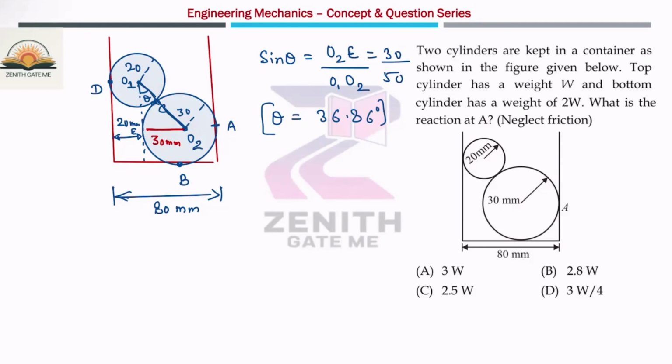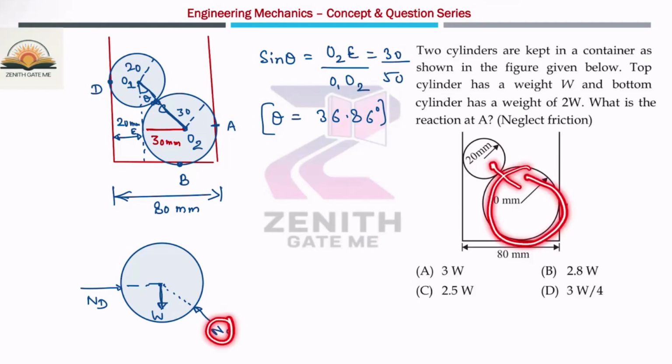Now, if you draw the free body diagram of this top cylinder, what are the forces acting? One force is the normal reaction at D point, and at O1, the weight of this cylinder is acting downward, W, and here will be one normal reaction. So this is the normal reaction at C, that means the contact between these two cylinders. This normal reaction is offered by the bottom cylinder to the top one. Similarly, the same reaction will act over the bottom cylinder from the top cylinder. Okay. So this is angle theta.